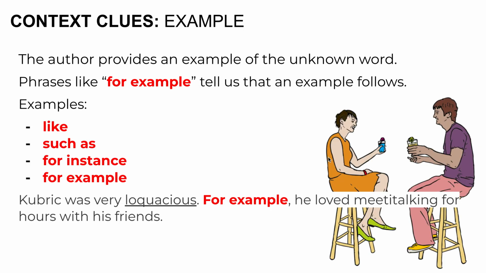Okay, let's look at one more example. This is an example context clue. This is when the author provides an example of the unknown word. Usually the author will use a phrase like "for example" to tell us that an example follows. Other phrases are like "such as" and "for instance." Let's look at an example. Kubrick was very loquacious. For example, he loved meeting and talking for hours with his friends. There's a spelling error here, but we see an example. The "for example" context clue gives us an example of loquaciousness, loving to meet and talk to people.